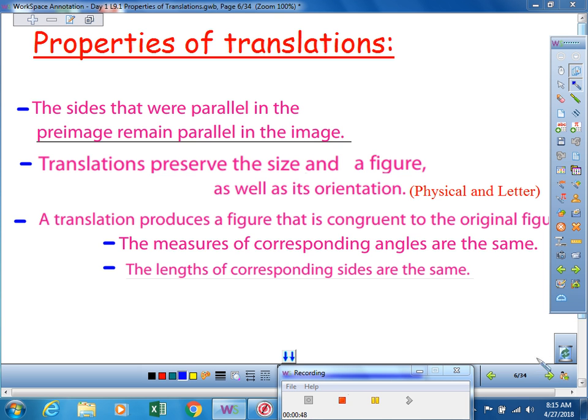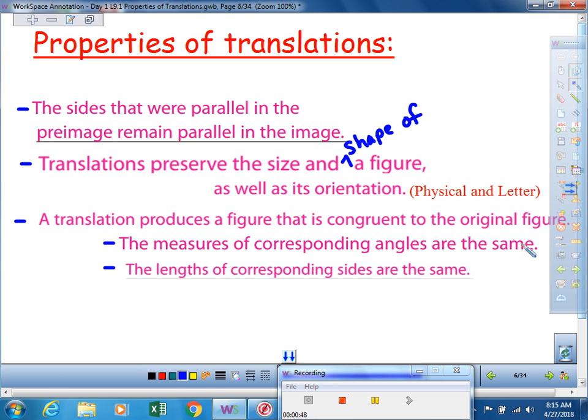Translations preserve the size and, I should say, you need to add this, shape of a figure, as well as orientation. And we're going to talk about physical and letter orientation. So it preserves, it's the same size, same shape, same physical orientation. So remember, if I just slide it, the physical orientation is the same. And then letter orientation is the same. If this is A, B, C, D, when I move it, still A, B, C, D.